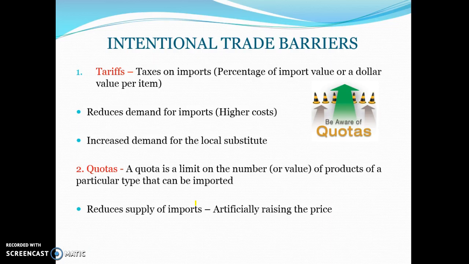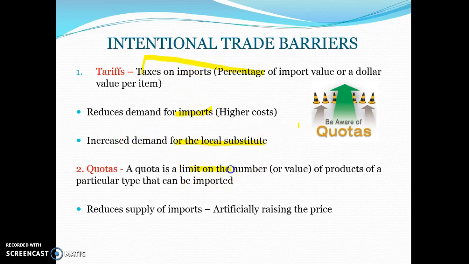Tariffs are taxes on imports. They put a tax on a product as a certain percentage of the import value, and it reduces demand for imports and increases demand for Australian products. Higher tariffs can often help employment in the short term because it keeps jobs in Australia because we import less, but in the long term we become less efficient and it can be bad for keeping jobs in Australia.